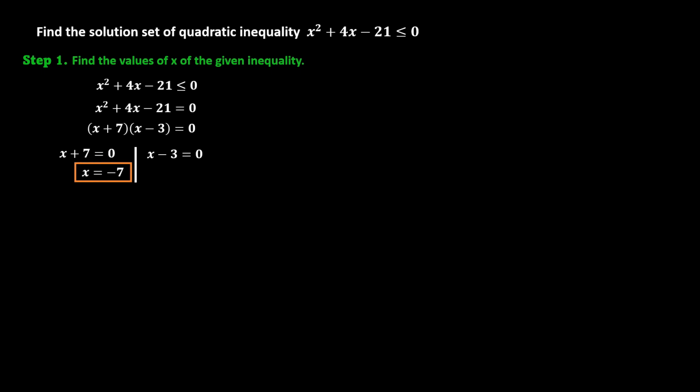For the other factor, we have x minus 3, which is equal to 0. Transposed negative 3 to the other side of the equation. Then, it turns into a positive 3. So, we have x is equal to positive 3. Therefore, the values of x are negative 7 and positive 3. Step 2. Plot the values of x in a number line.